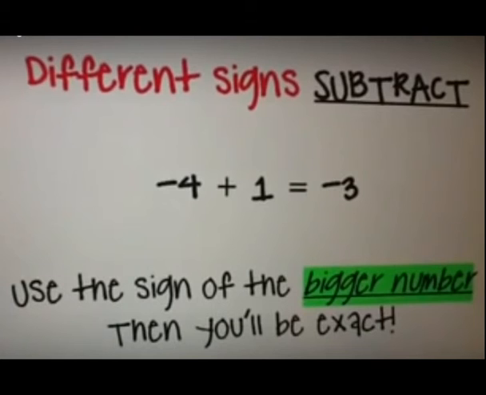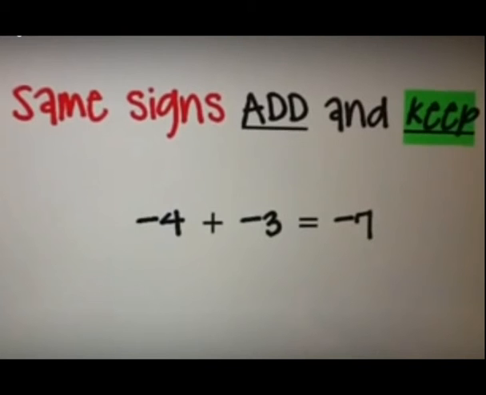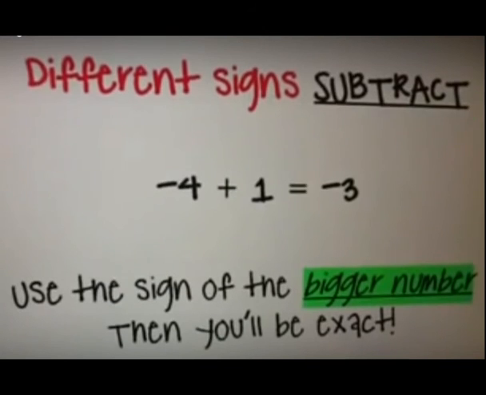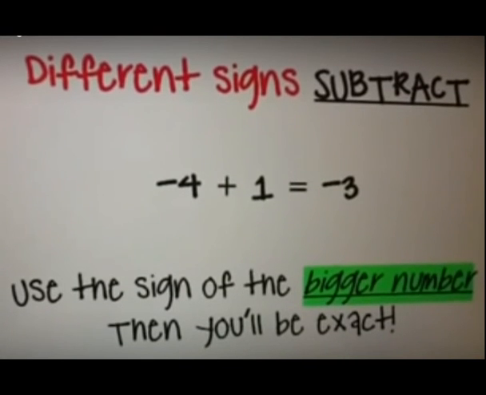Use the sign of the bigger number, then you'll be exact. Same signs, add and keep. Different signs, subtract. Use the sign of the bigger number, then you'll be exact.